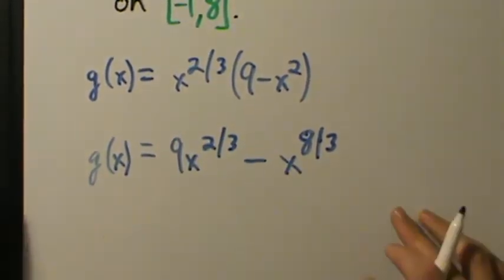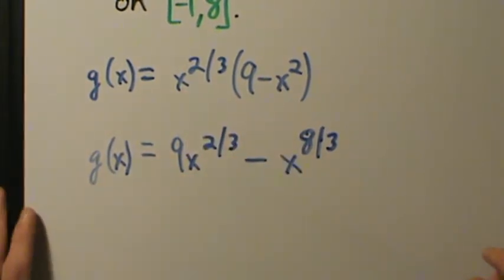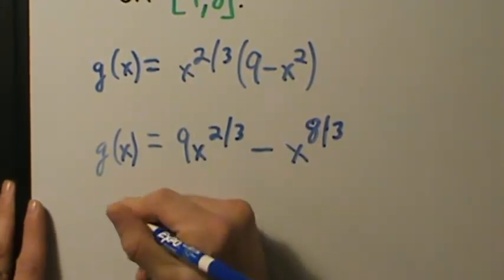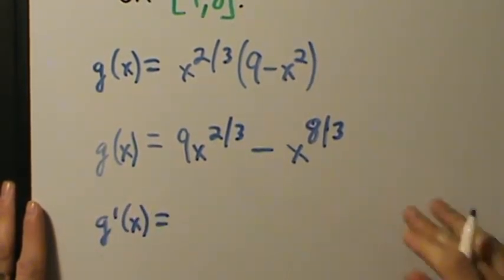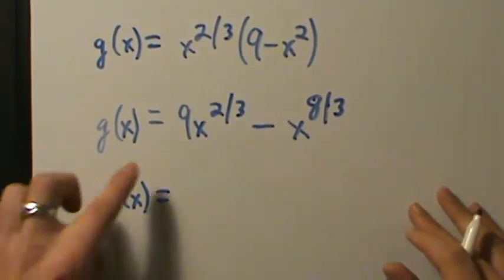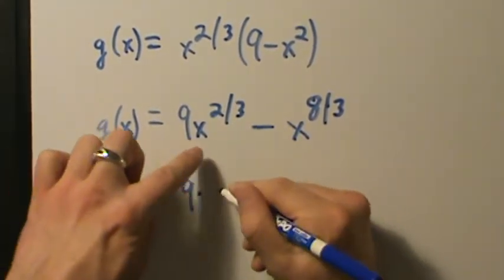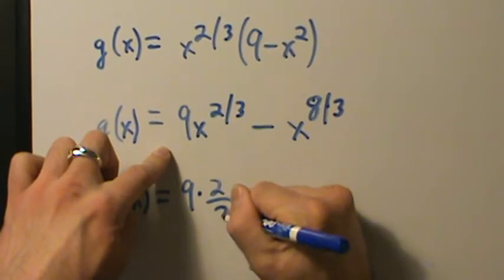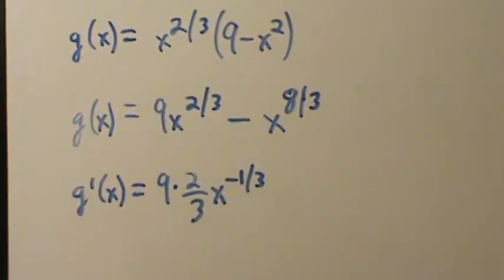Now, this is nice because when we do the derivative, we don't really have to worry about a product rule. Okay, our product's gone now, so that's nice. It's a little bit simpler now. So let's go ahead and find that derivative. So g prime of x equals, now it's just power rule, right? So 9 times 2/3 x to the negative 1/3. Okay, that's what we get from this first term here.